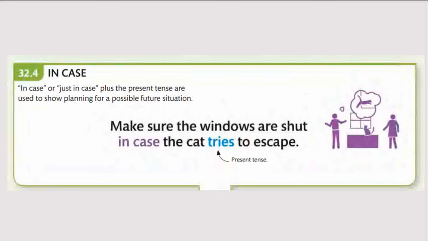The next is in case. In case or just in case plus the present tense are used to show planning for a possible future action. Make sure the windows are shut in case the cat tries to escape. The present tense is used and in case is mentioned. That means the planning for a future possible situation in order to avoid the situation. So in case is used over here.